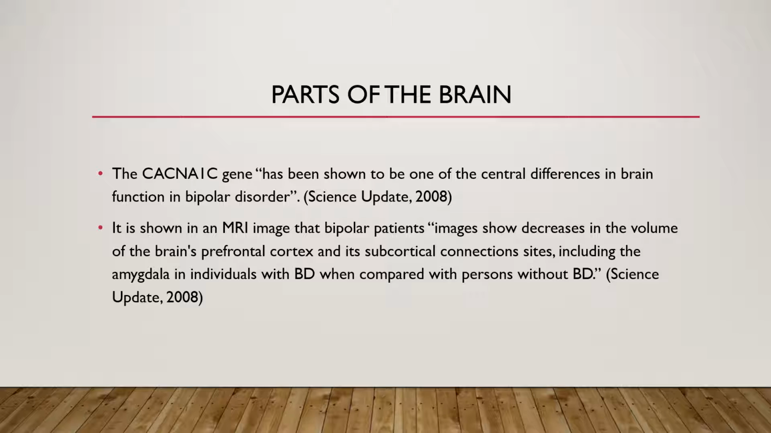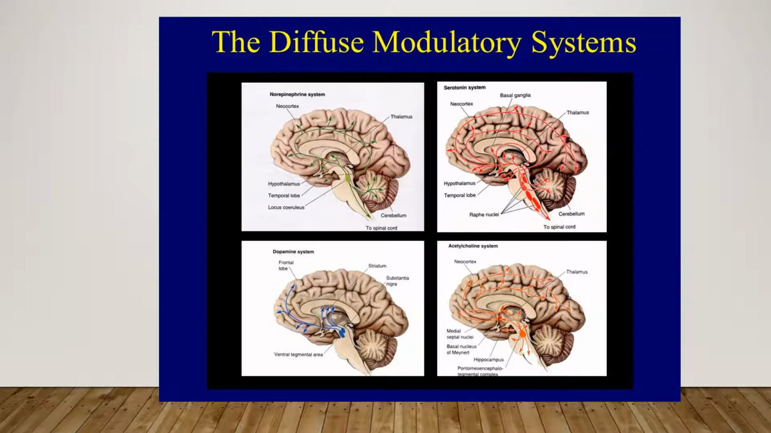So now that we know what parts of the brain affect bipolar disorder, let's move on to the diffuse modulatory systems. As you see, I found a picture of the diffuse modulatory systems, which I thought was nice. So let's see.